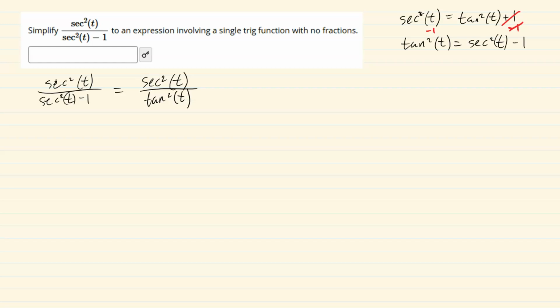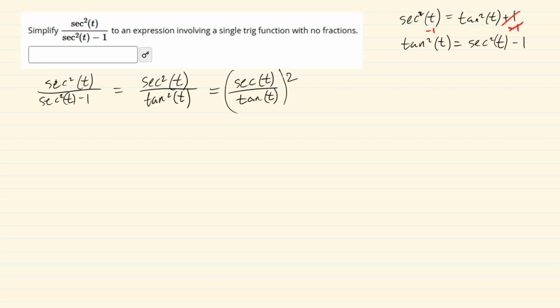All right, now let's work with this. Well, we can write it in the following form. Secant of t over tangent of t, all of that squared. Okay? So let's work inside those parentheses. What can we do with secant t and tangent t?